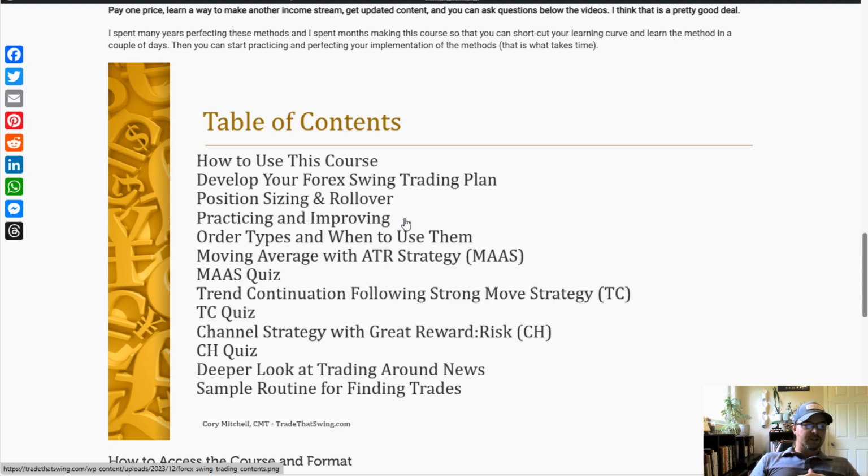Order types and when to use them. We look at how to place your orders, which order types to use. Are you going to use a market order to get in? Are you going to use a limit order to get in? Are you going to use a stop order to get in? So we look at the different situations when you would use those different order types.